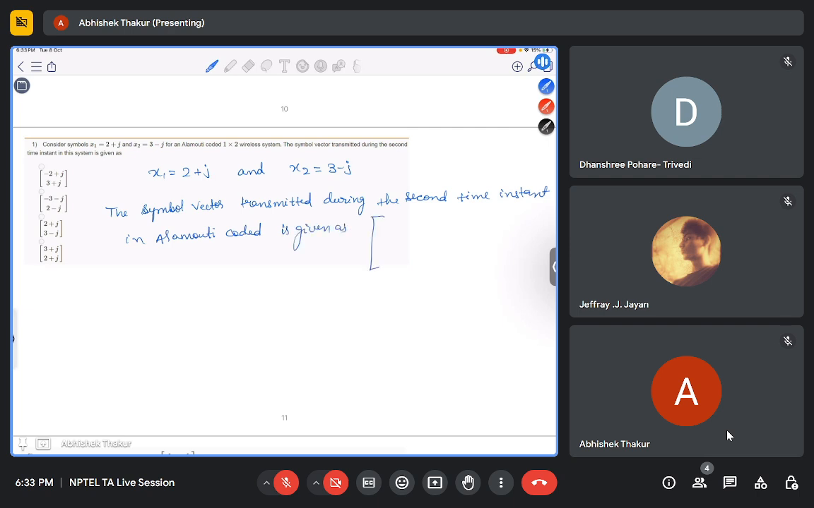This is taught in the class. It is basically minus x2 conjugate and x1 conjugate. So when we take the conjugate of minus x2, it becomes minus 3 plus j conjugate, so it will become minus 3 plus j, and x1 conjugate will become 2 minus j. So the correct answer is option B.